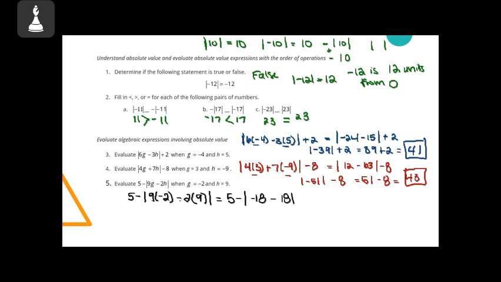The absolute value of negative 36 is 36, but I want to do 5 minus that answer. So 5 minus 36 is negative 31.